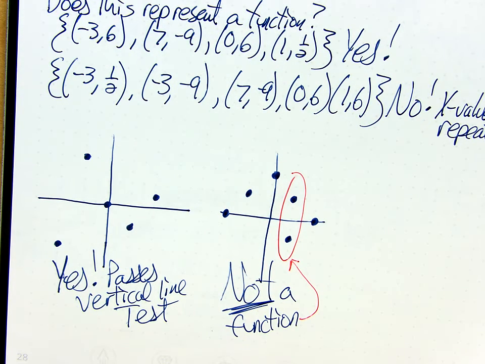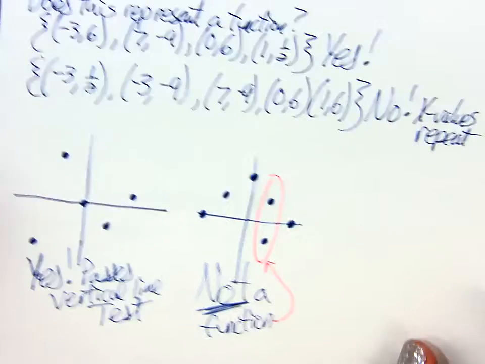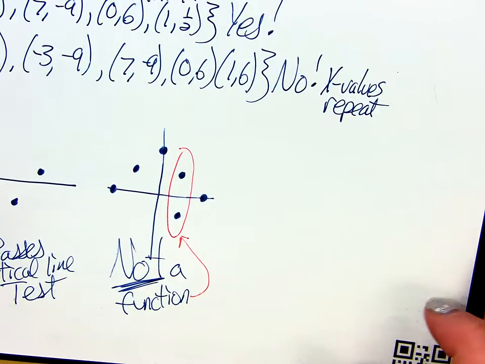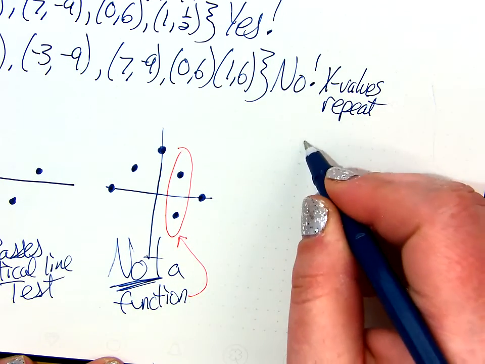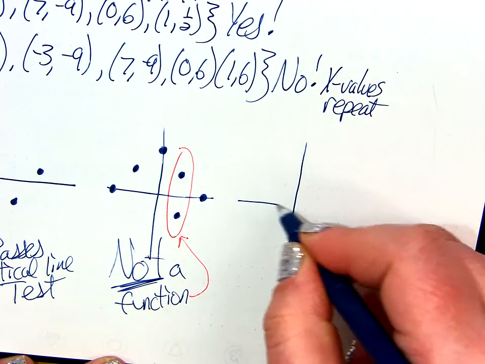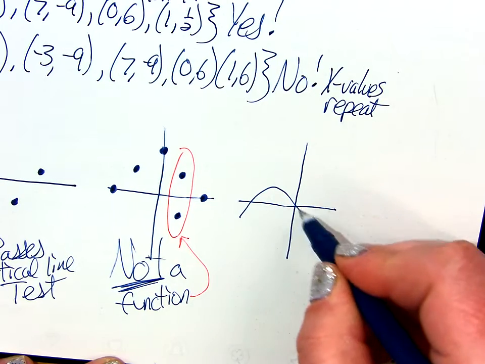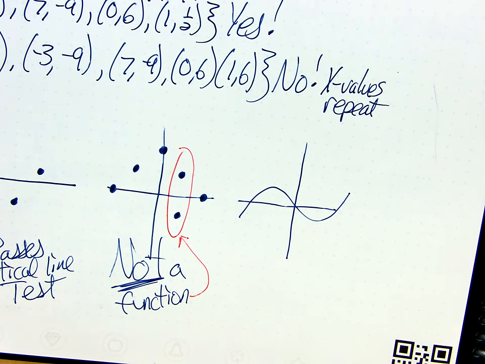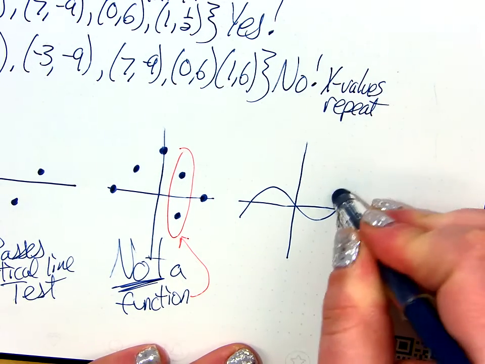You can do the same test if it's not dots, but it might be like a curve. So for example, say you had something that looked like that. If I pass a vertical line along, I should have done the axes in a different color, or maybe the graph in a different color. Hold on.